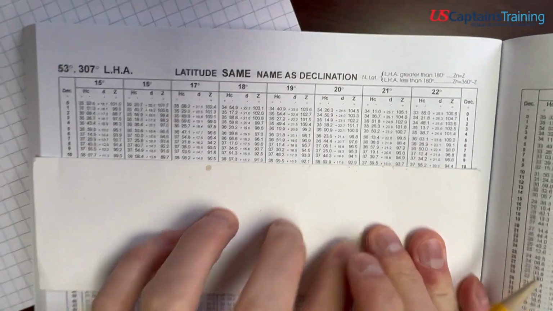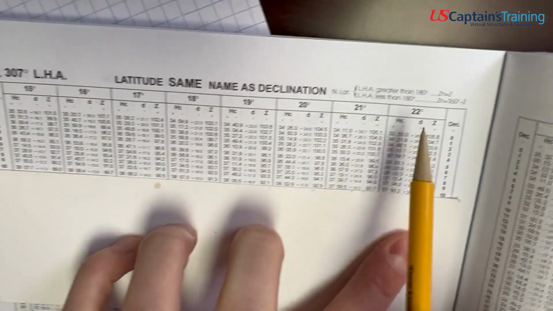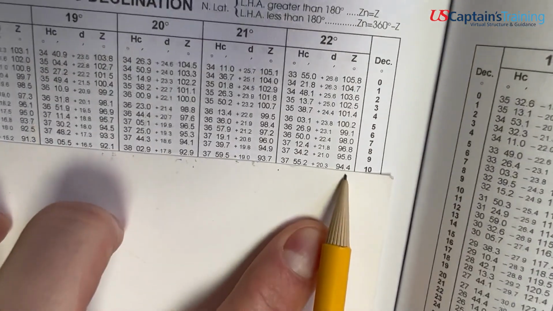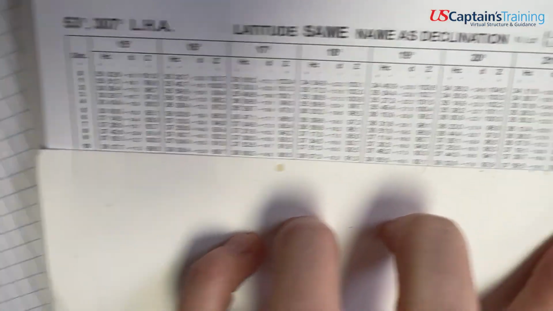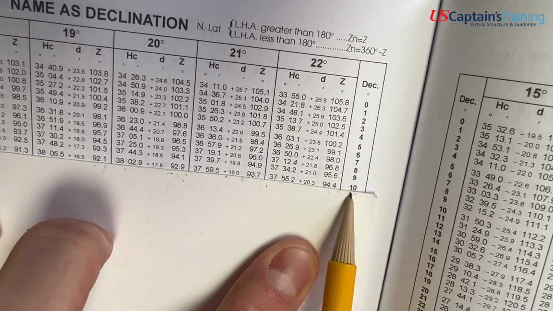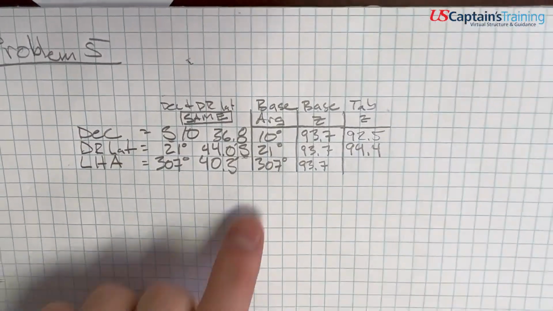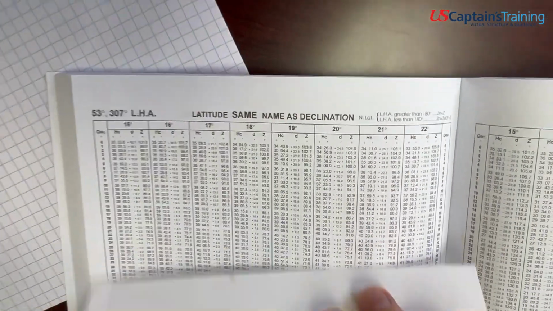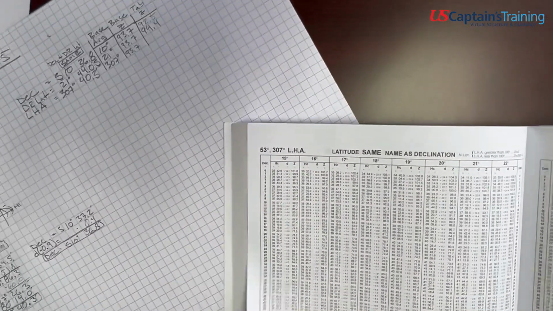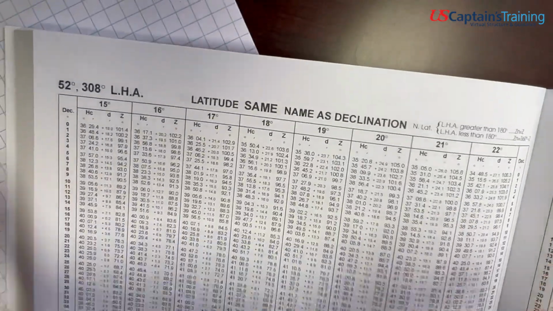So we make sure this is at 10. 22 is over here. So we're same 307, 22, 10. 94.4. See declinations on this side too, so you can see we're 10. 94.4. And now we need to move this 307 to 308. So that one's a little bit, here we go. So now we're back to 10.